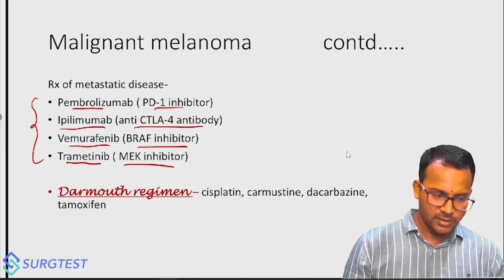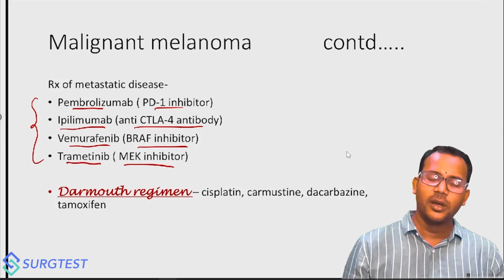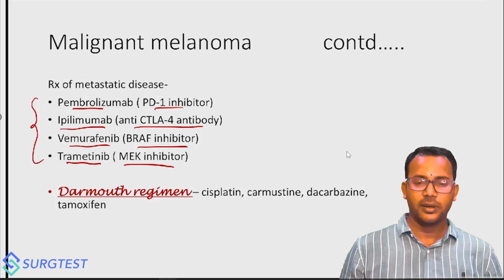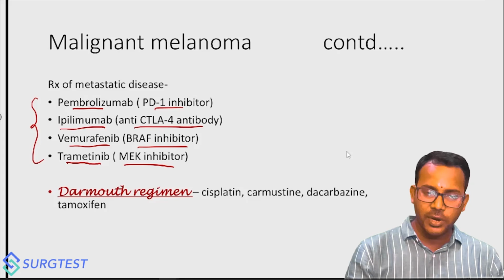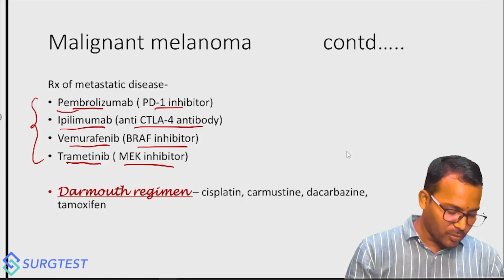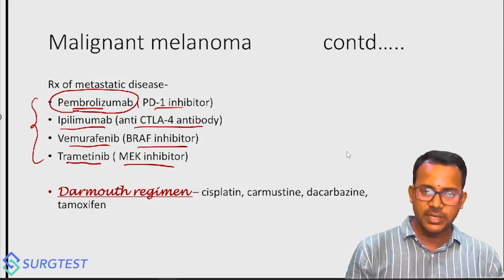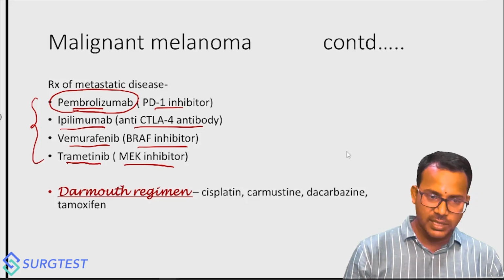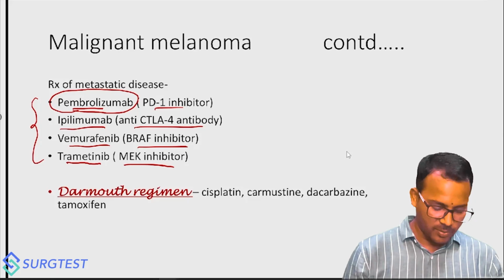It is sufficient for you if you just remember these names; the mechanism of action, etc., would already have been discussed in your general oncology, I suppose. Okay, so these few drugs are most commonly used as of now, and out of them pembrolizumab is the one which is in common usage as of now for metastatic malignant melanoma. Okay, the others are your ipilimumab, vemurafenib, and trametinib.